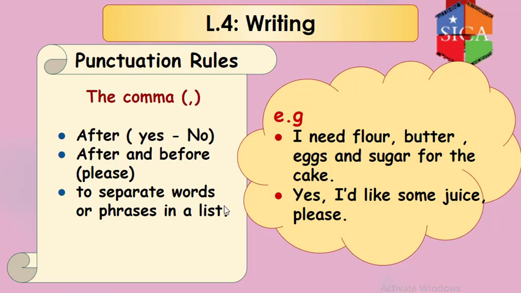Or to separate words or phrases in a list. When you have a list, you have to put a comma after every word. I need flour, butter, eggs, and sugar. You can put the comma here after eggs, or you just write and. So you put commas after every word except the last word. You just put the word and.